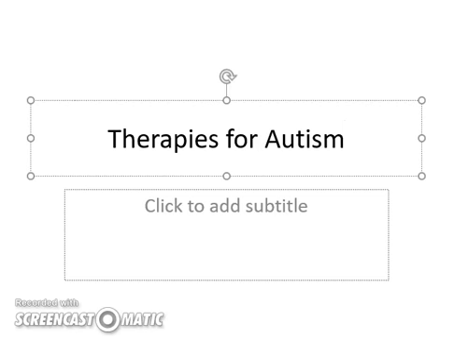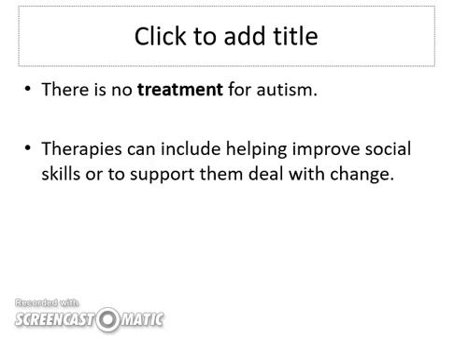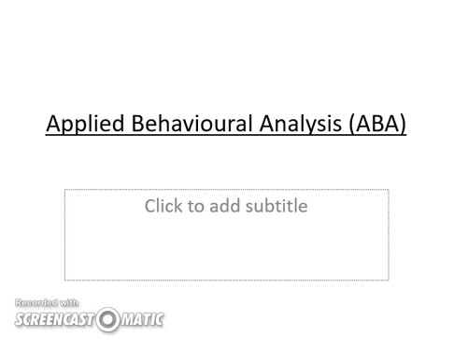So this is a video covering the therapies of autism. Remember, there are no treatments for autism, just therapies that help people with autism live more effective lives, and support them as they go through things. So the first one is applied behavioural analysis, ABA therapy.